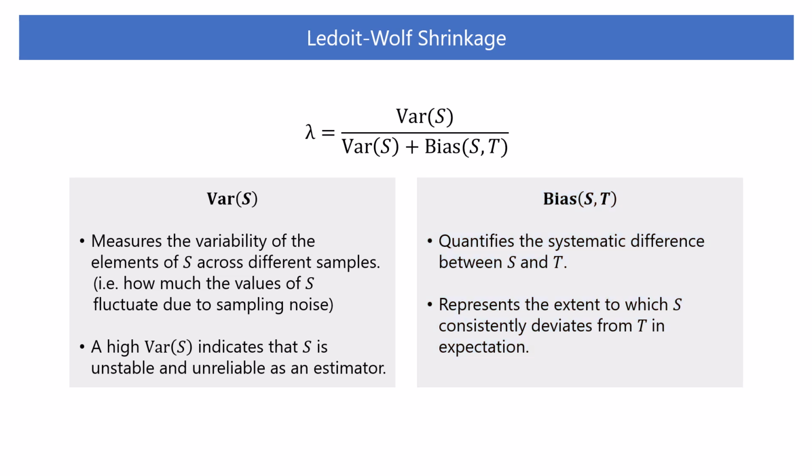As I noted, when lambda approaches 1, the shrinkage estimator approaches the target matrix. When lambda approaches 0, the shrinkage estimator approaches the usual covariance matrix. The Ledoit-Wolf method is computationally efficient and works well for high-dimensional datasets.